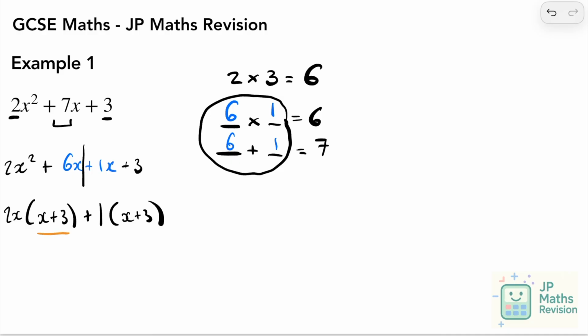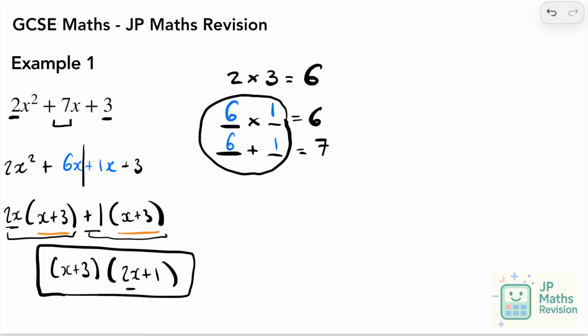So one of the brackets is going to be x plus 3, because x plus 3 is a common factor. And then if we take out the x plus 3, we're left with 2x plus 1, because the first term you multiply the x plus 3 by the 2x, and the second term you multiply the x plus 3 by the 1. So the final answer to this question is x plus 3 times 2x plus 1. Okay?